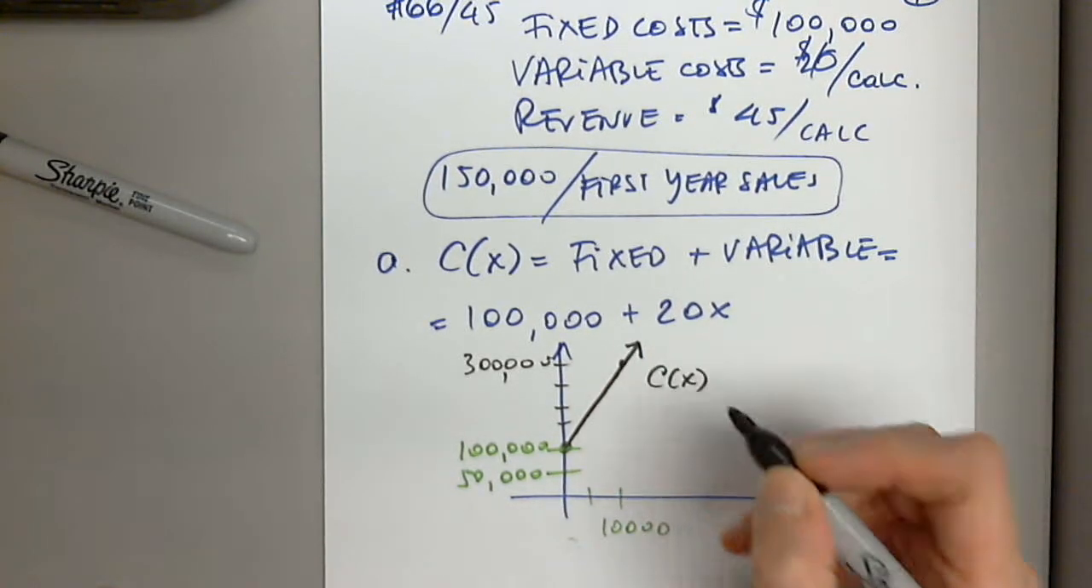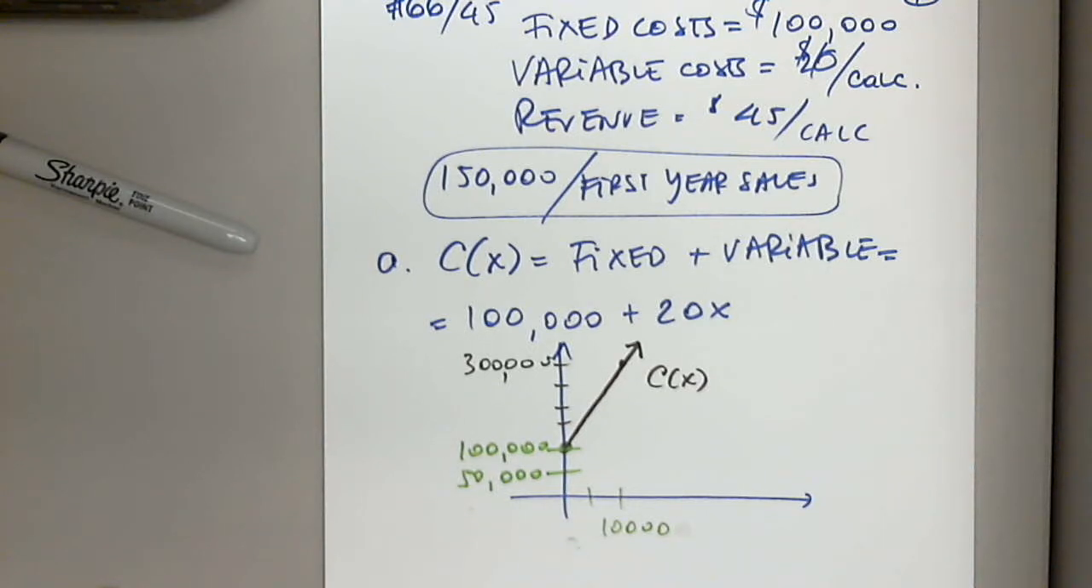So this is the cost function. When we manufacture 0, it is 100,000, we have to pay for the fixed cost. When we manufacture 10,000, the total cost will be 300,000. I picked 10,000 for simplicity. You can pick anything you want, really. It's not important.